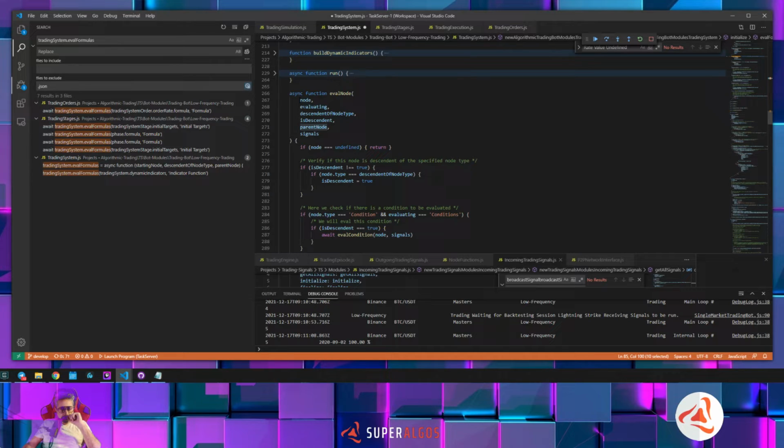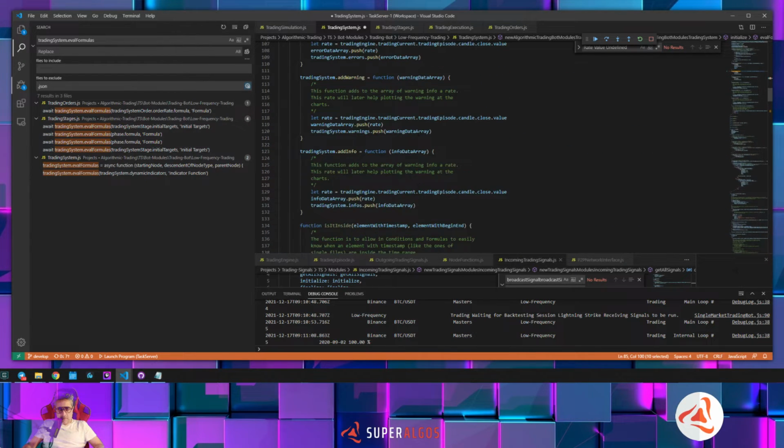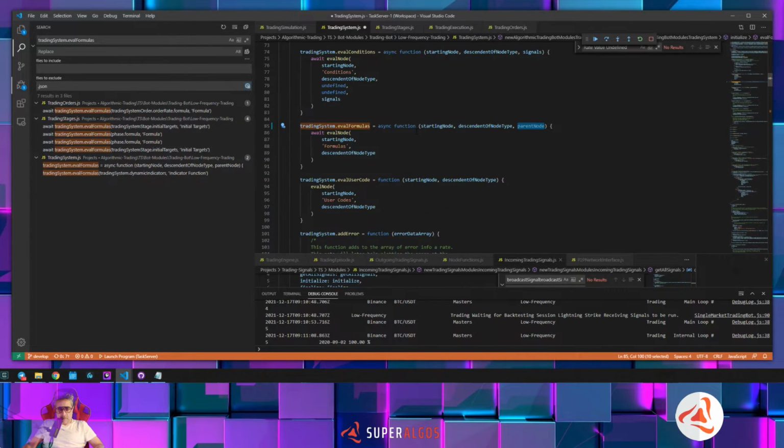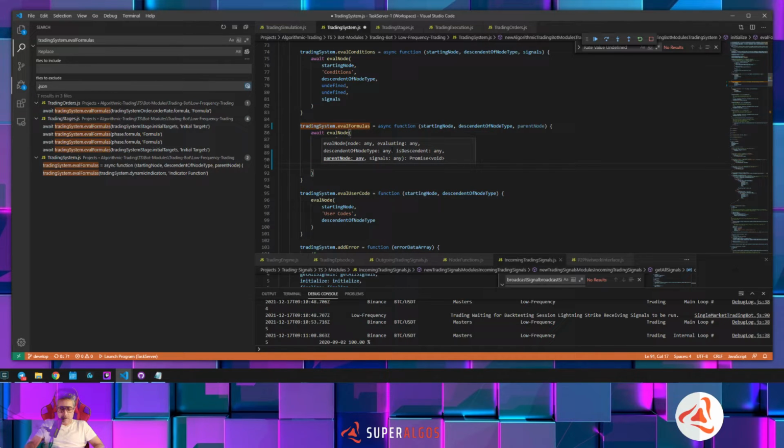Okay, so one, two, three, four. The fifth parameter is the parent node. So one, two, three, undefined, and parent node.